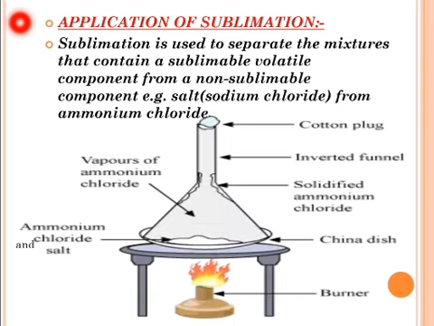Now let's see what is the application of sublimation. Sublimation is used to separate the mixtures that contain a sublimable volatile component from a non-sublimable component. For example, you have seen in this activity, salt, that is sodium chloride, is a non-sublimable component which is separated from ammonium chloride, which is a sublimable volatile component of the mixture.